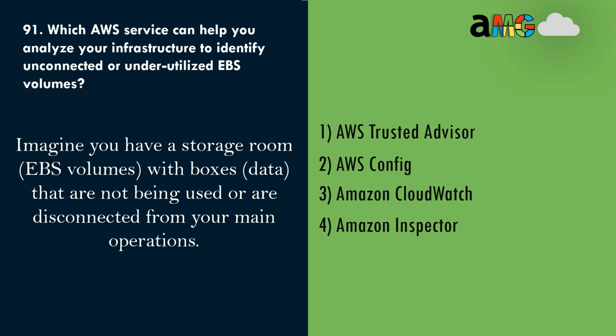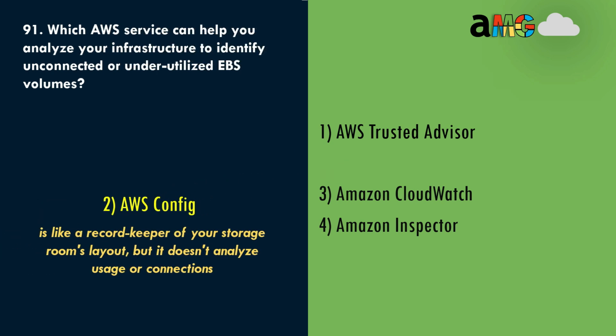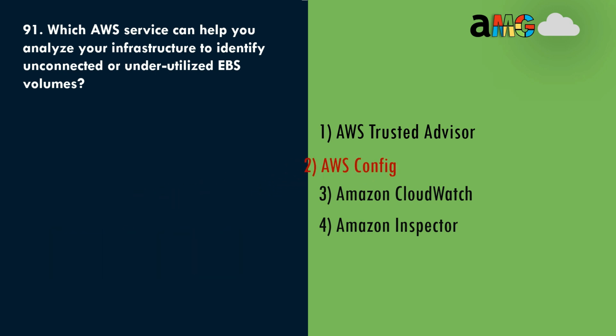Time up. So you have to imagine you have a storage room, which is the EBS volume, with boxes, which is the data that are not being used or are disconnected from your main operations. Okay. Now let us analyze the answers. Option 2, AWS Config, is like a record keeper of your storage room's layout, but it doesn't analyze usage or connections. Okay. So this is the wrong answer.